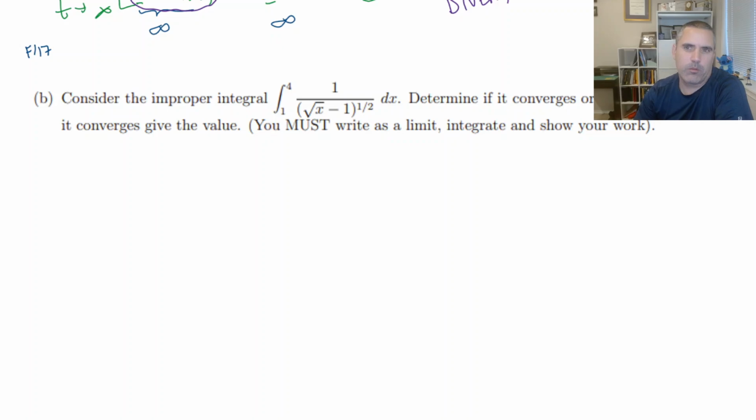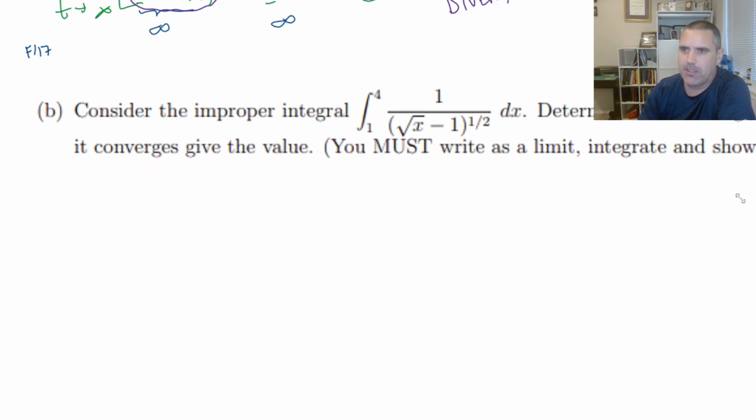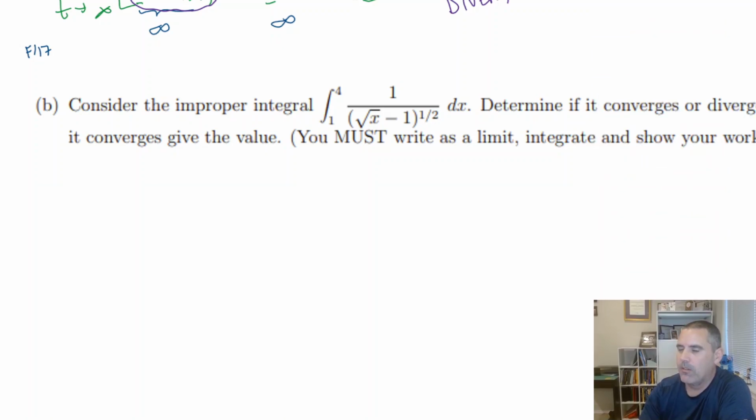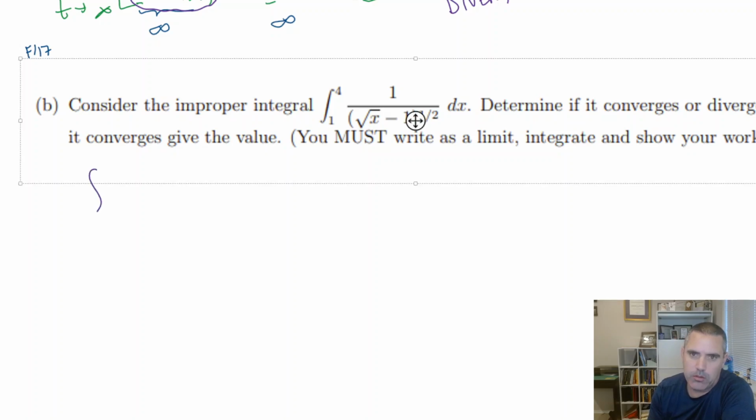This one's improper for a different reason. And this one would be easy to miss. I usually tell students, when you see something like this, you first ask the person who wrote the question, did you mean this to be improper? Because the problem is 1. You can see a 1 there. So what do we have? We have the integral, we have a 4, and we have this problem at 1.